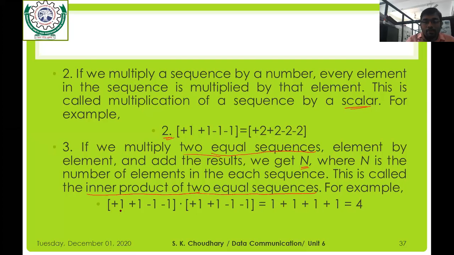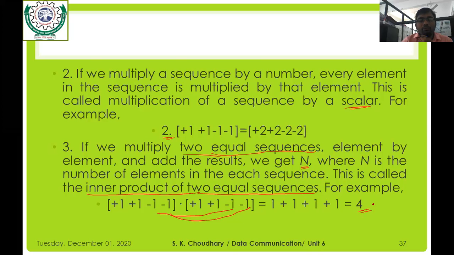For example, you can see here one sequence plus 1 minus 1 minus 1 is multiplied with another, the same sequence actually, plus 1 minus 1 minus 1. So here we multiply two equal sequences, each and every element internally. So it becomes plus 1, plus 1, plus 1, and minus 1 multiplied by minus 1 is again plus 1. Finally the addition is 4, which is nothing but the number of elements in each sequence.